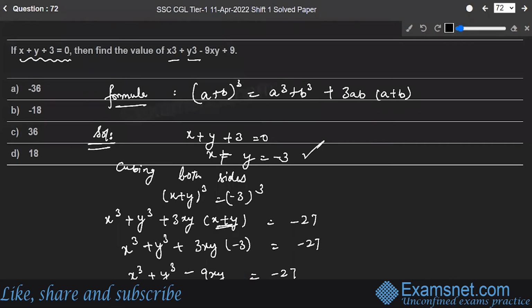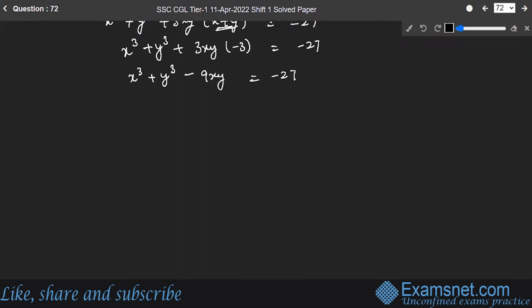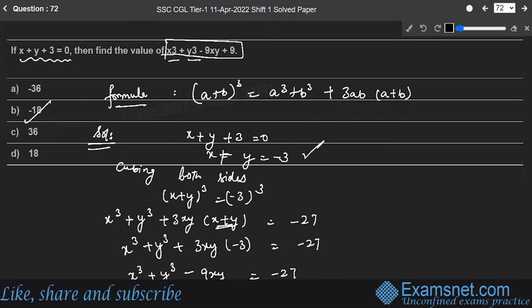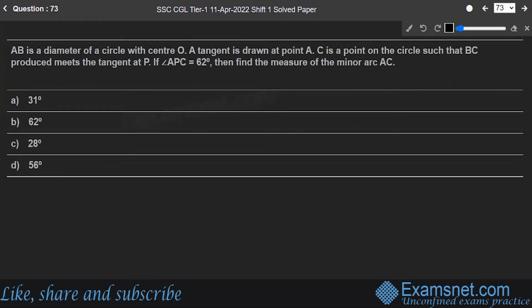But in the question, you have to find out x cube plus y cube minus 9xy plus 9. So I have to add 9 on both sides. This will give you x cube plus y cube minus 9xy plus 9 is equal to minus 27 plus 9. This will be equal to minus 18, and here is your answer, right? Let's check the options. Option B is the correct answer for the problem. I hope you are clear, right? Okay, next is question number 73.